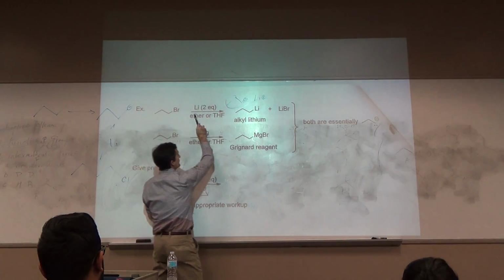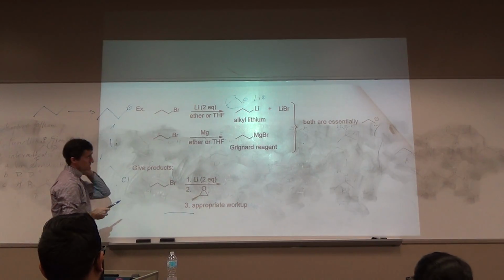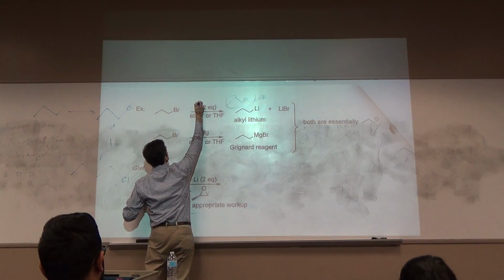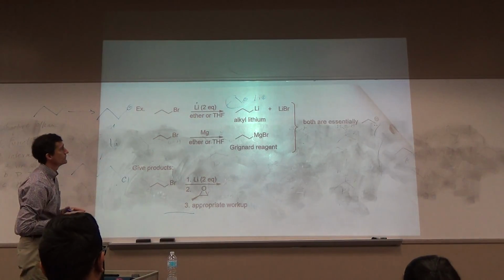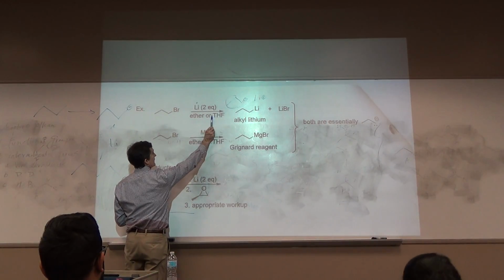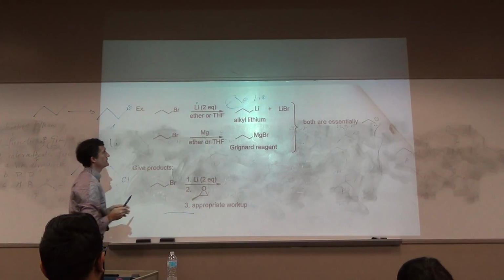Now this also produces lithium bromide. So that's why you need 2 equivalents of lithium. This is lithium metal, oxidation state of 0. This is commonly done in like an ether solvent, which is unreactive towards a strong nucleophile, like we said before.